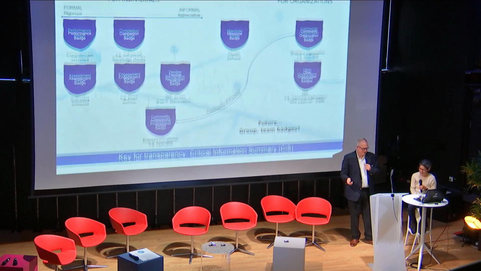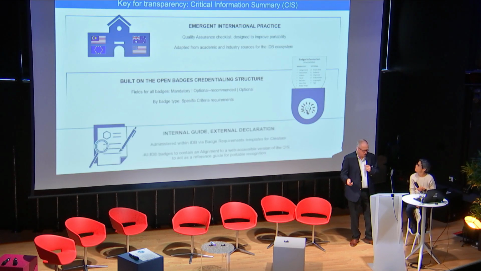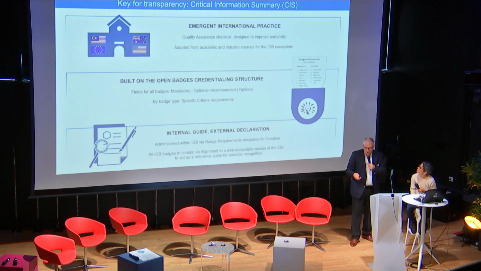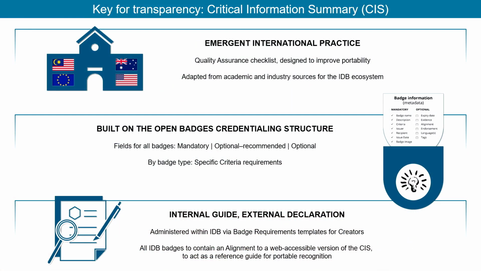Great. So, critical information summary, we're running out of time here. I just want to establish that it's an emergent practice. There are about 5 or 6 of them out there. Very few of them even mention open badges. I can't think of one that specifically mentions it. So what we've done is explicitly say these are the affordances that come from open badges. These are the fields you have to fill in because it's an open badge. These are the fields you might want to fill in. These ones are recommended. These ones are simply optional.